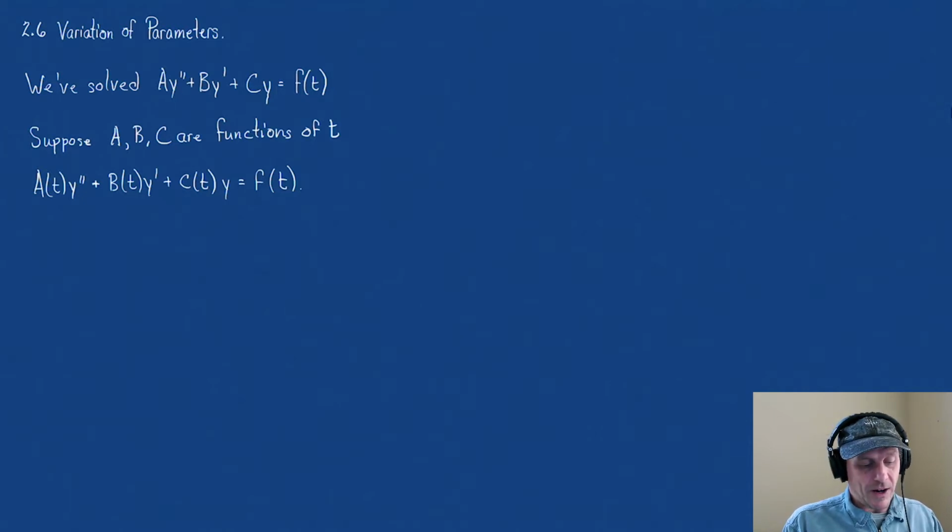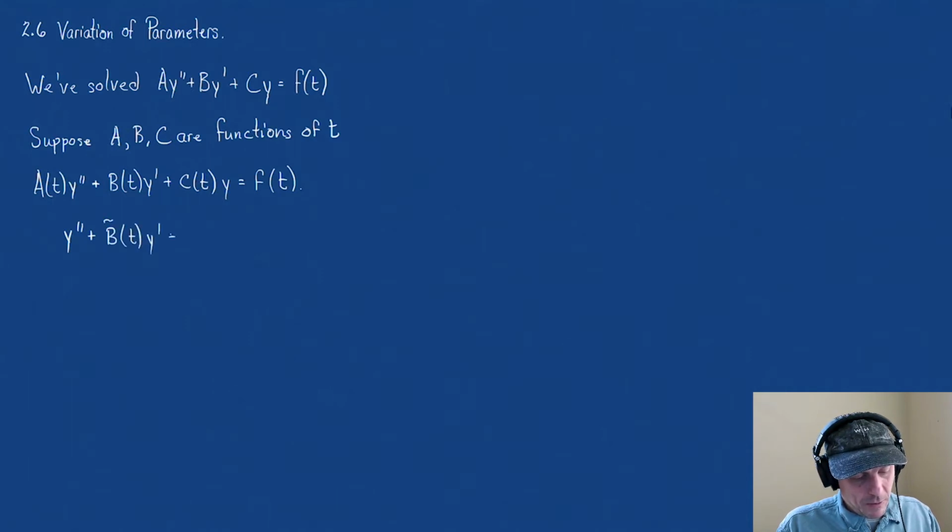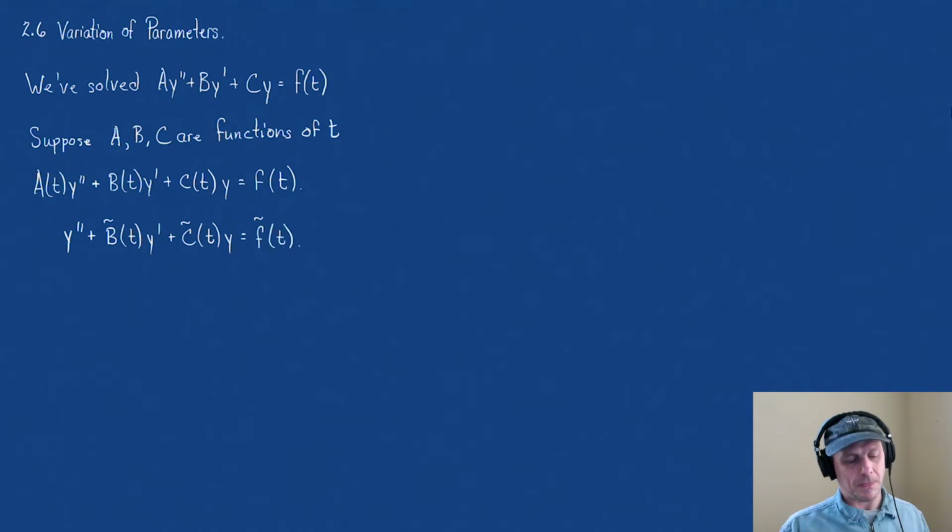So I'm just going to divide this entire equation through by a, and I'm not going to change the b of t or the c of t to another letter, but it would just be b of t divided by a of t, and it would just be some new function. So in other words, really what we're going to work on is y double prime plus some, I'll write it this way, b tilde of t because we divided by a, y prime plus, we'll call it c tilde because we divided by a, y equals some f, we'll call it f tilde because we divided by a. Okay, here we go. Let's solve this.